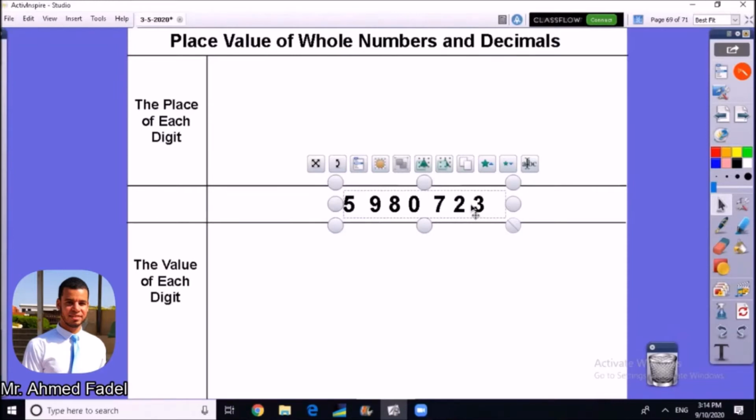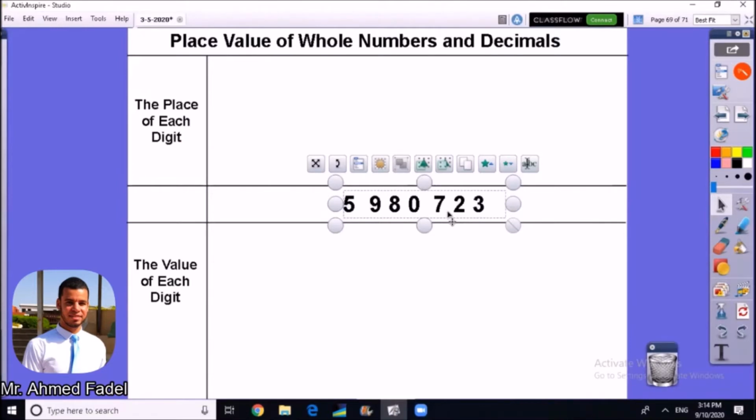5,980,723. So all of us can see only one number there that consists of 7. Oh, mister, I said 7. Yes, but my question was how many numbers? One number that consists of 7 digits. All right? So there is a huge difference between numbers and digits. All of this is just one number. How many digits? 7 digits. Okay? All right, this was my first question.